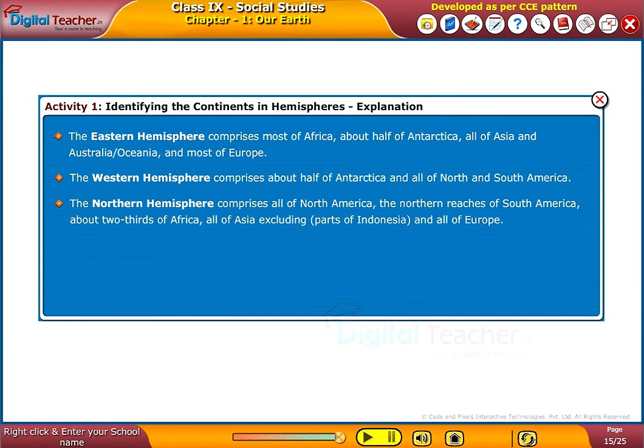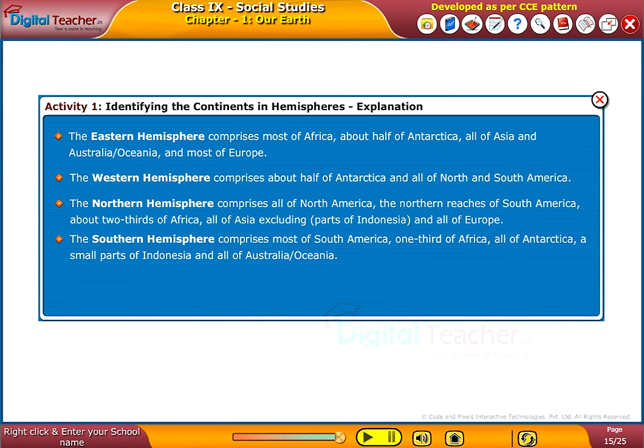The Northern Hemisphere comprises all of North America, the northern reaches of South America, about 2/3 of Africa, all of Asia, excluding parts of Indonesia, and all of Europe. The Southern Hemisphere comprises most of South America, 1/3 of Africa, all of Antarctica, small parts of Indonesia, and all of Australia or Oceania.